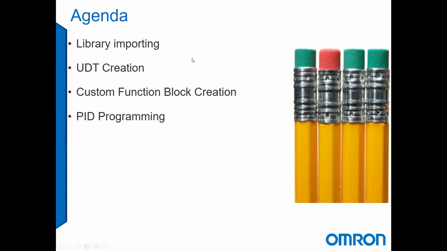We're going to cover importing a library into your Sysmac Studio. These are available from Omron. We're going to go over UDT, or user-defined data type creation. We're going to go over some custom function block creation. And then we will do a PID programming example.